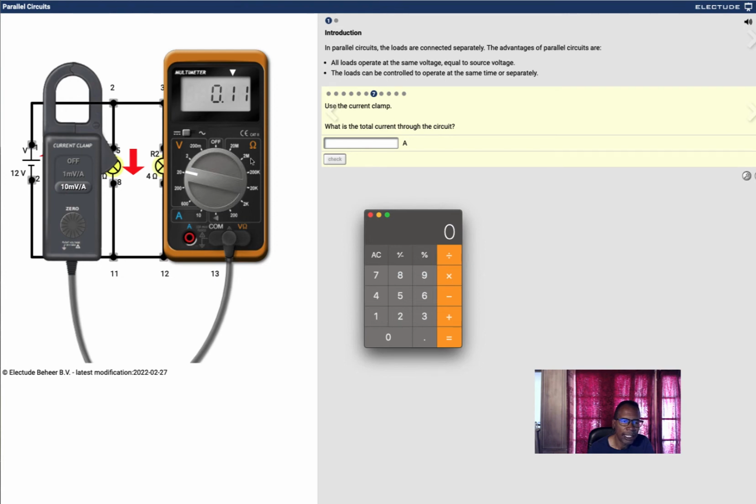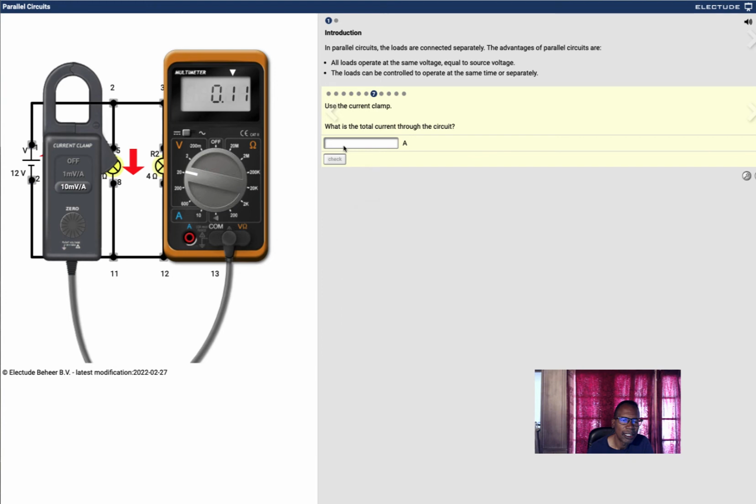Alright, so I take this 0.11 divided by 0.010. Now that's 0.01 volts. I just took the millivolts and made a volt. 0.01 volts equals 11 amps. Write this as 11 amps.